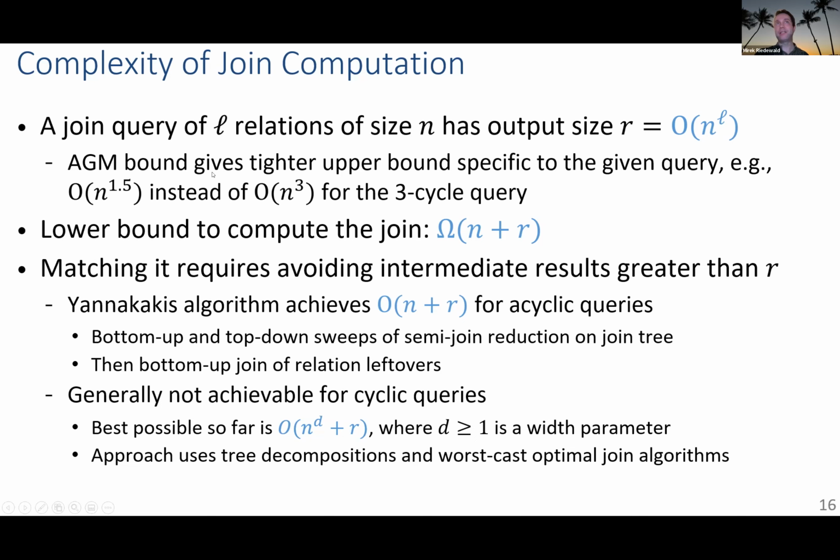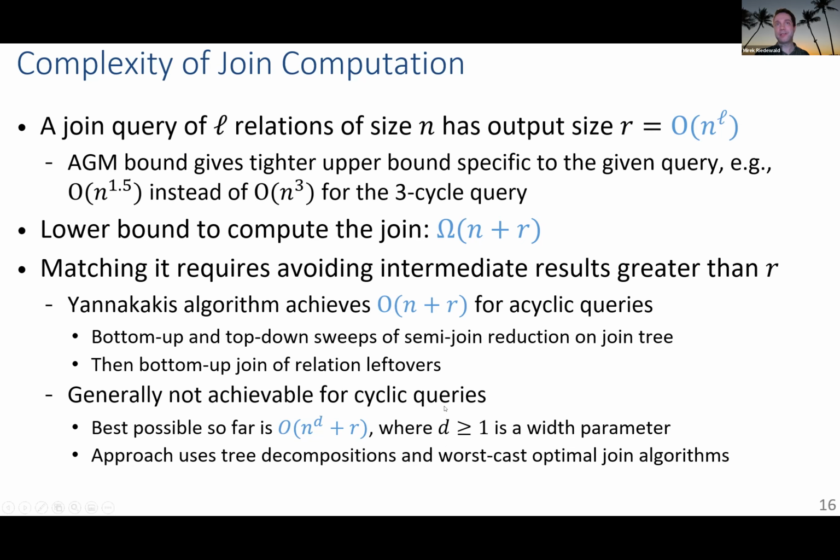Now the AGM bound can give us a tighter upper bound based on the specific properties of the query. For instance, we saw for the 3 cycle, it actually turns out to be n to the power 1.5 instead of the generic n to the power 3 upper bound there. The lower bound in general is omega n plus r, and it is actually achievable for acyclic queries when we use the Yannakakis algorithm that has these bottom up and top down sweeps, and then the join order has to follow that corresponding tree representation of the join.